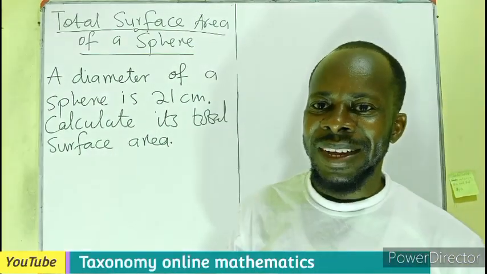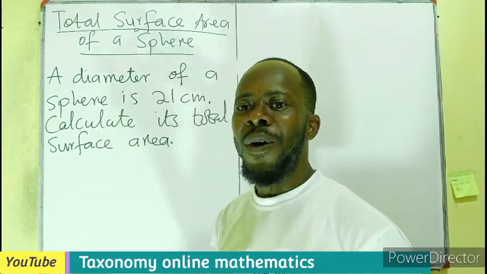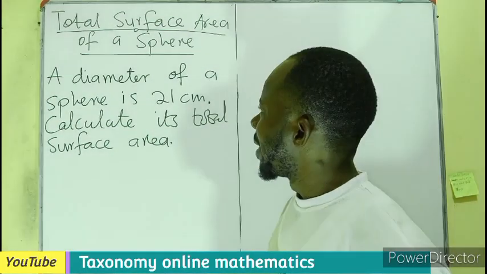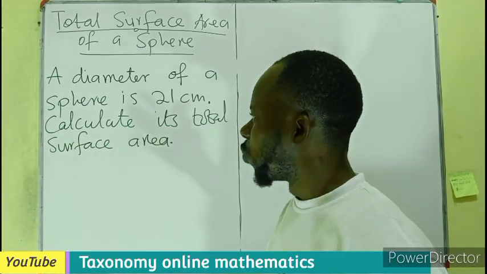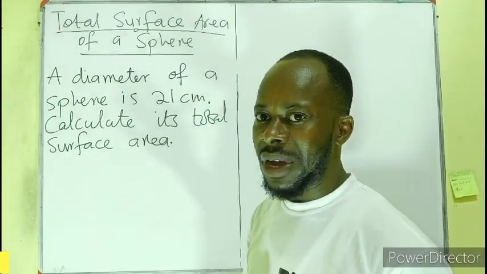Hello, welcome. Let's consider this question under the total surface area of a sphere. The diameter of a sphere is 21 centimeters. We have to calculate its total surface area.